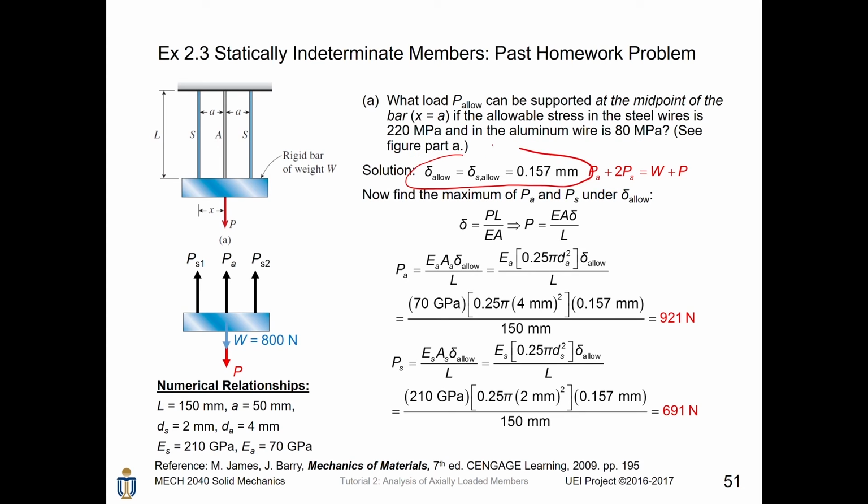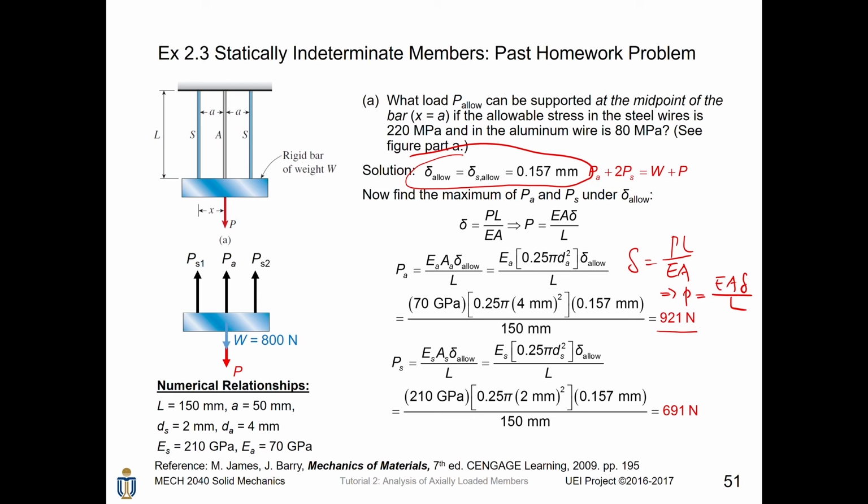As we know, the allowable change of length, the allowable deformation, is set to be 0.157 millimeters. It is the allowable deformation of steel. Therefore, we also apply this deformation to that of aluminum and the steel. For the allowable load of aluminum, P, we change the subject of the deformation formula, delta equals PL divided by EA. That means P equals EA delta divided by L. The allowable load for aluminum equals 70 gigapascal times its cross-sectional area. Recall that those wires are circular in cross-section, times its allowable deformation divided by its original length. Then the allowable load will become 921 newtons.